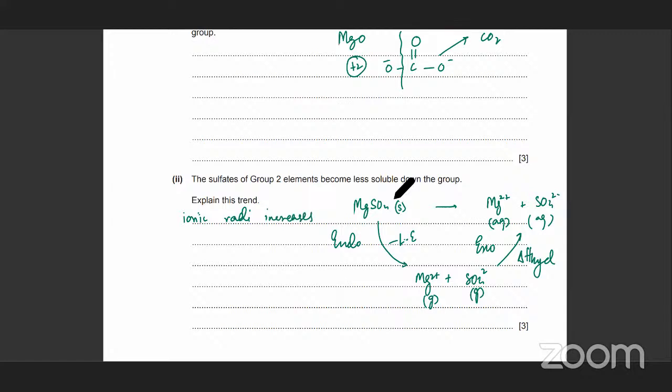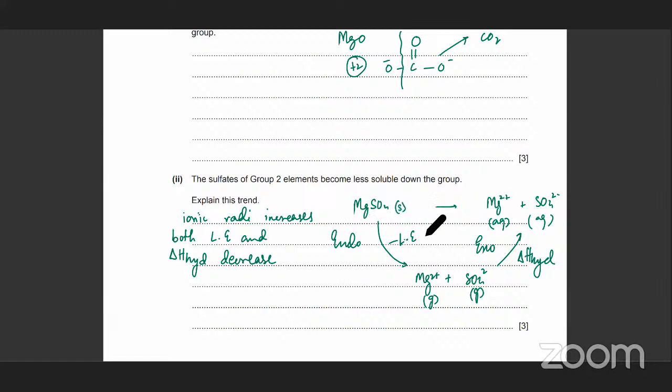And if it increases, that means the bonds that are broken are weak, and the bonds that are formed are also weak. Bigger ions form weaker bonds. So both lattice energy and delta H hydration decrease, because bigger ions make weaker bonds. And since down the group the solubility is decreasing, like barium sulfate would be less soluble.